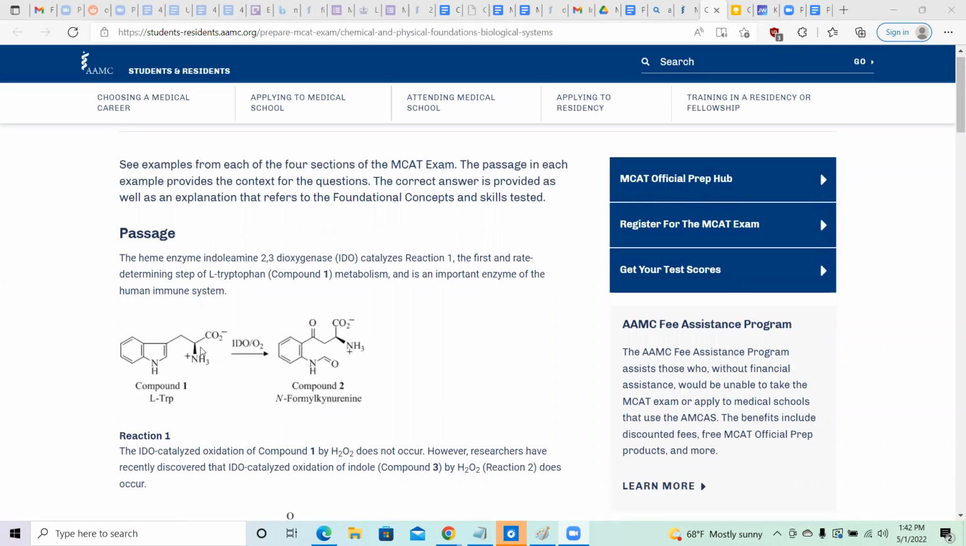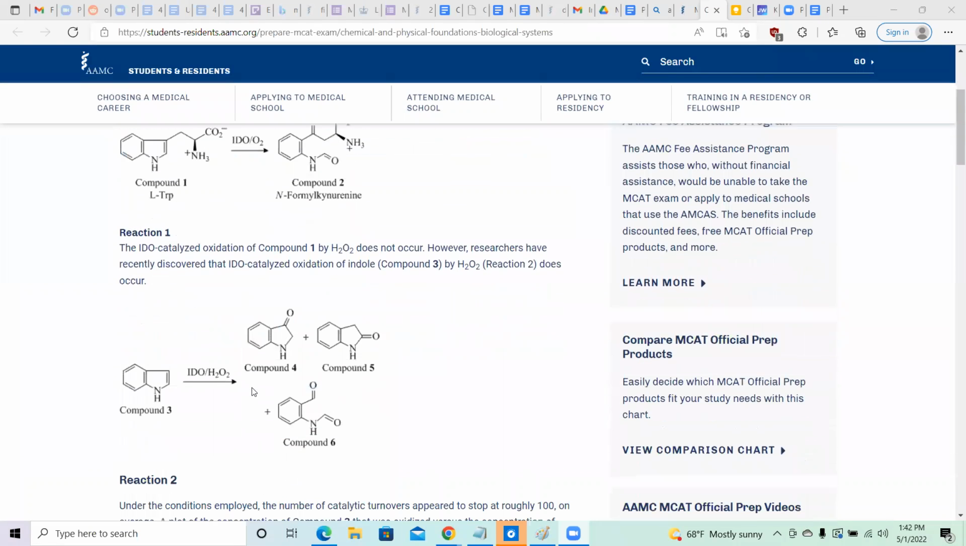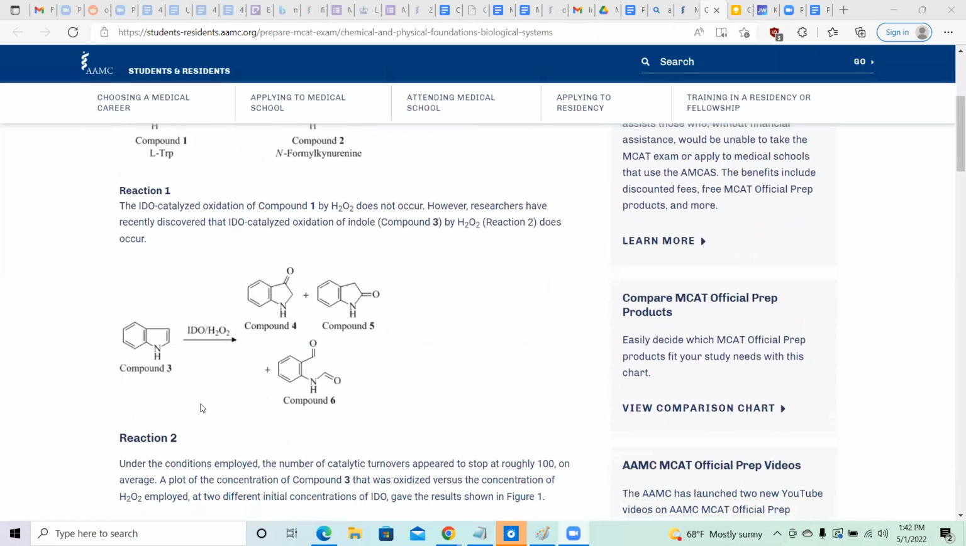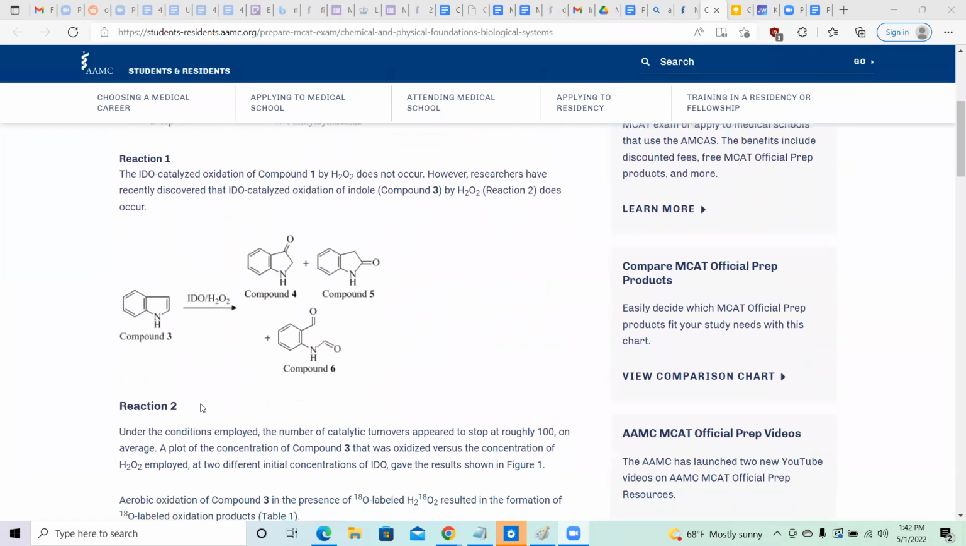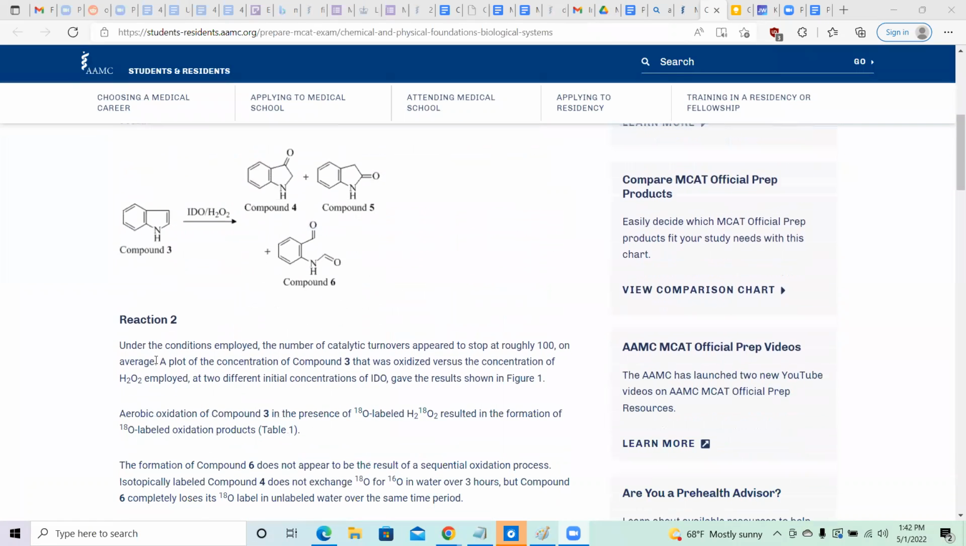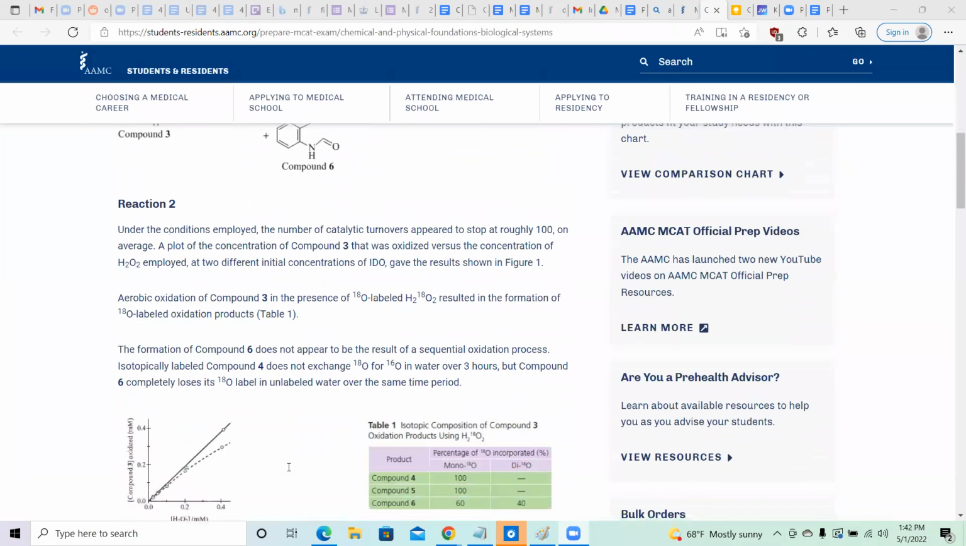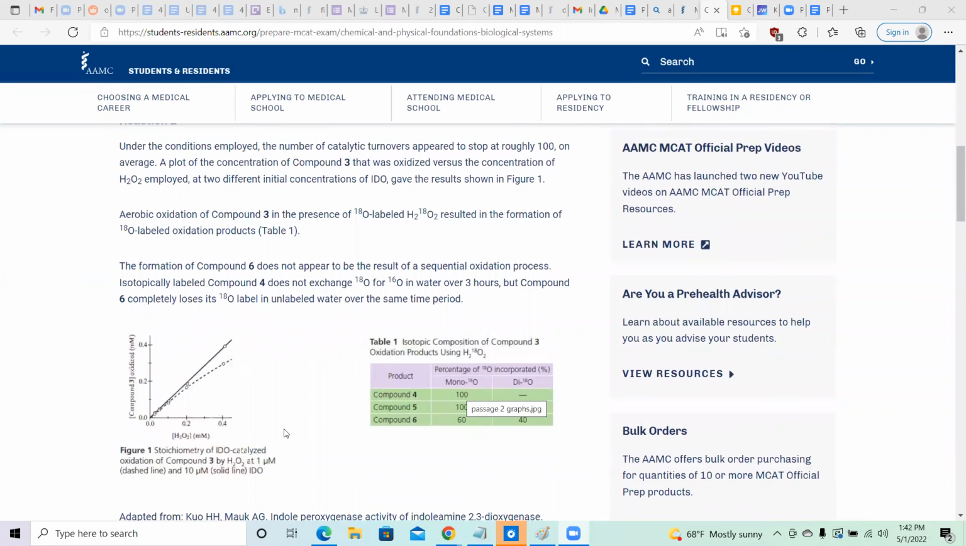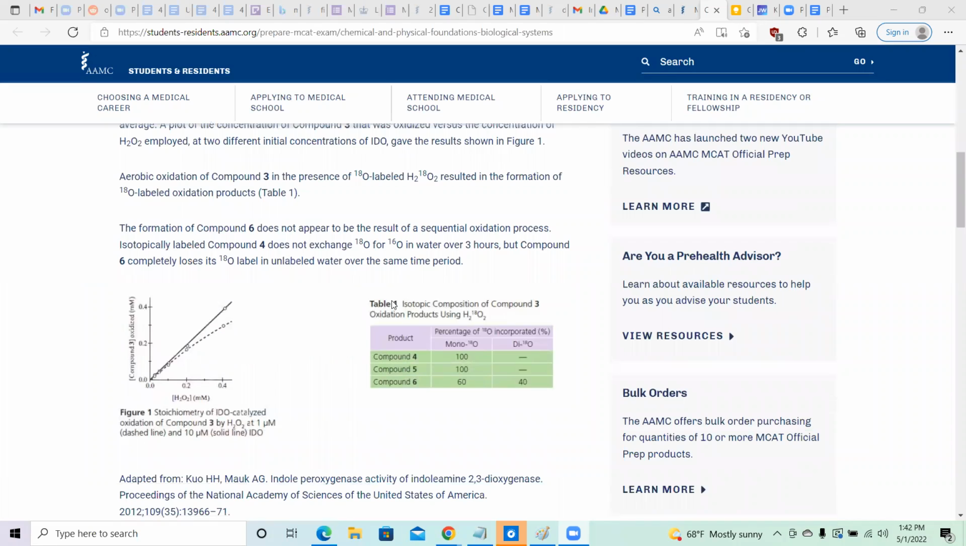So this seems to show some description about this reaction, and then we have another reaction. It seems like it's maybe orgo-based, and then we have some description of what's going on with the reactions, and then we have some graphs here. And what are these graphs about? Isotopic composition of compound 3 oxidation products using this compound here. And then we have stoichiometry, so it could be some Gen Chem.